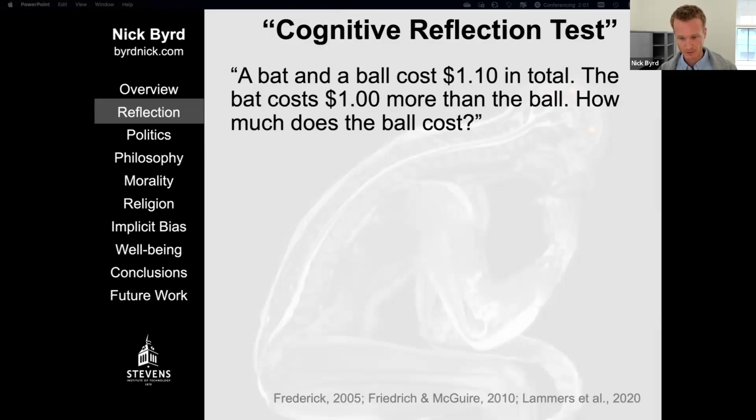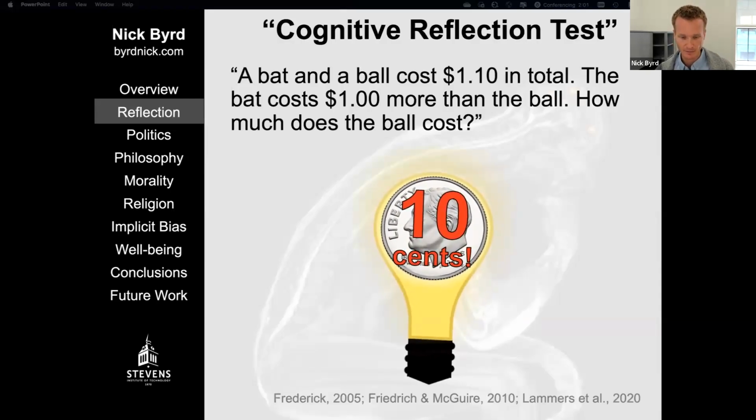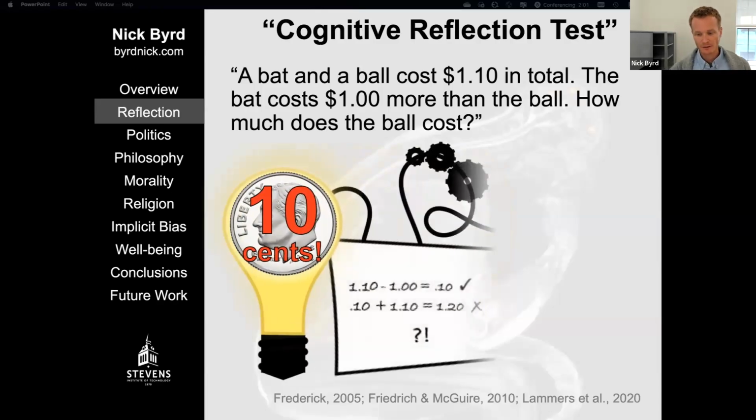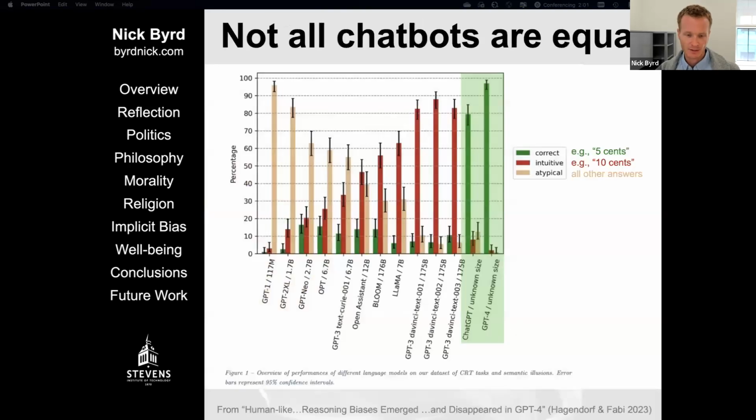This is a famous question from a reflection test that's designed to lure people towards a demonstrably faulty response. That is, 10 cents is the answer that comes to many people's mind. But if you think about this more carefully, you can see that 10 cents can't actually be correct, and it would have to be less than that, and 5 cents seems to work. Okay, so why am I bringing up this reflection test? Well, it turns out that GPT fell for the lure on these tests just like many, many humans did.